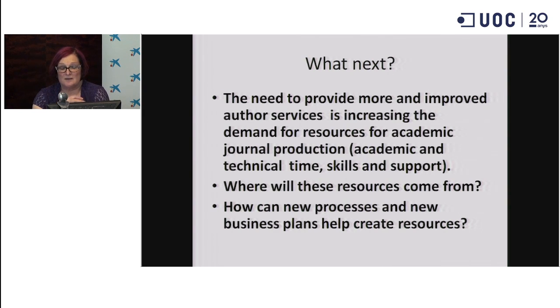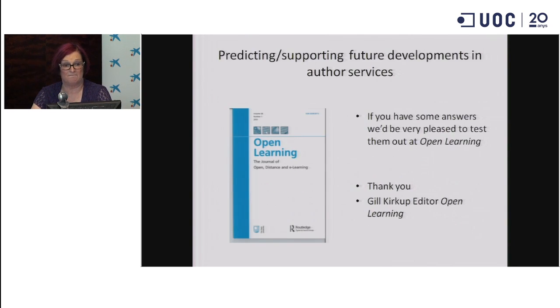So, what next? Well, we need to provide more and improved author services, but that means more resources, both academic and technical, and where will they come from? And how can new processes and new business plans help to release or create those resources? For me, pragmatically, in the journal I work with, that's the key question, which means we will survive or not survive with finding an answer to that. So if you have some of the answers, we'd be very pleased to test them out in open learning. Thank you.